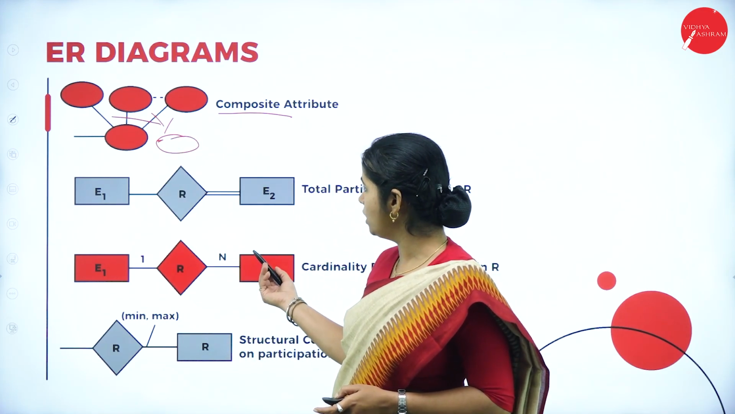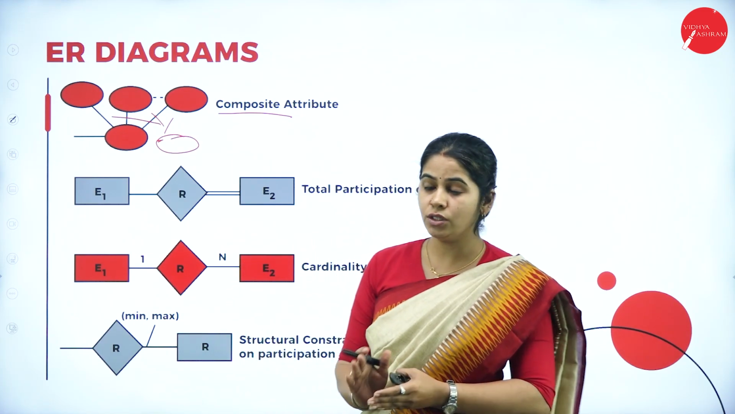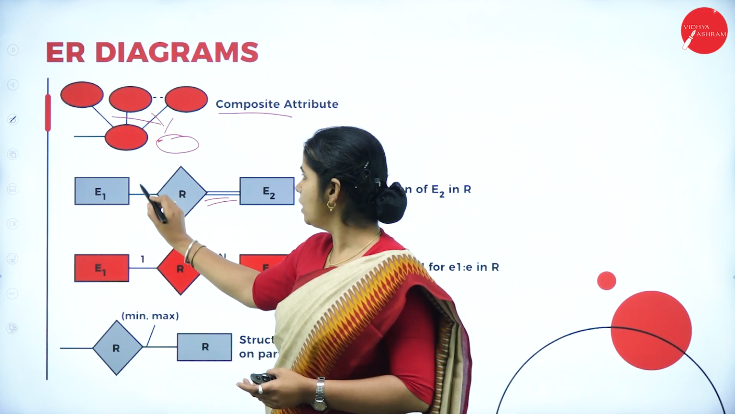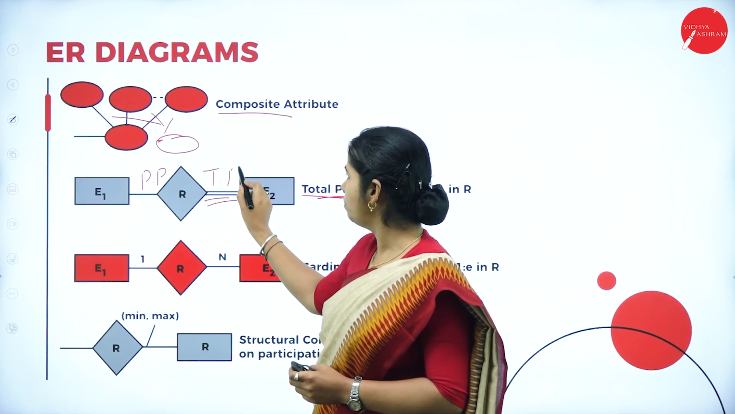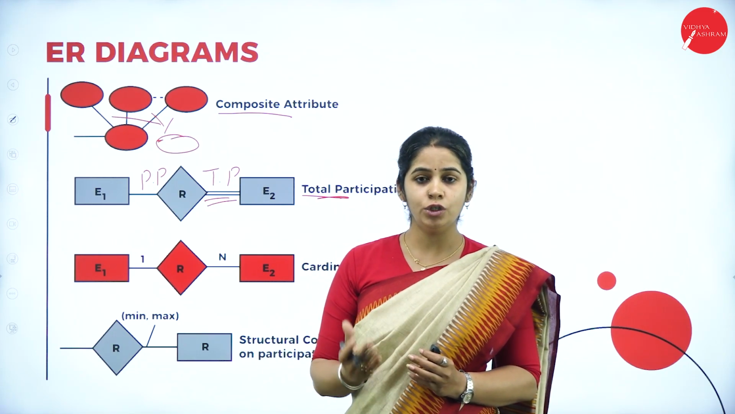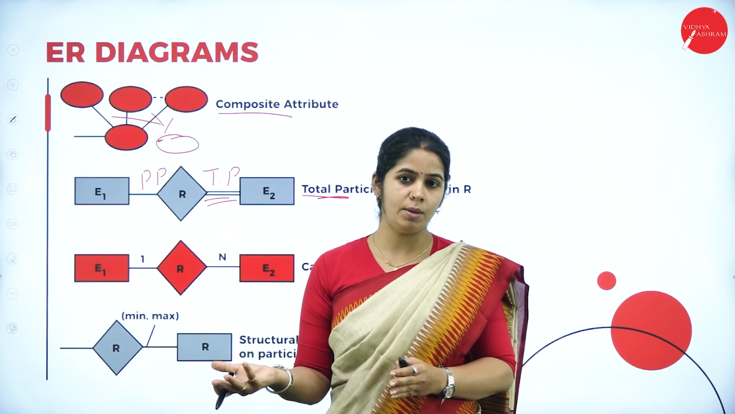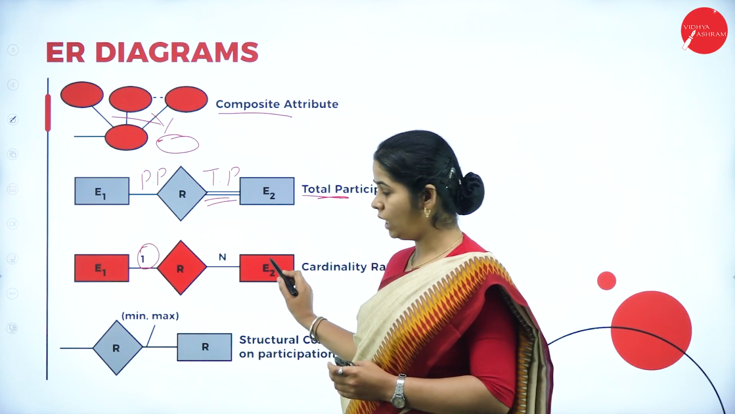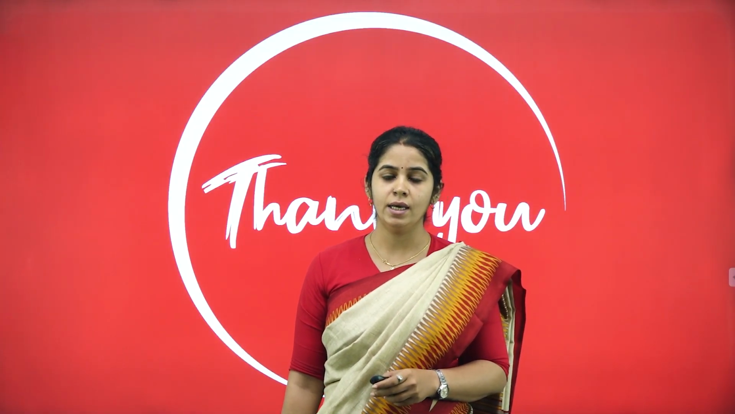And when we are providing the relationship, we are also telling how many entities are participating in the relationship. That is called total participation. Total participation is represented with a double line, and partial participation is represented with a single line. Then cardinality ratio. Cardinality ratio is nothing but how many people are communicating with how many people. That is called cardinality ratio. That is represented as one employee coordinating with n number in entity 2. That is cardinality ratio. Hope all of you understood what is ER modeling and ER diagram. Thank you.